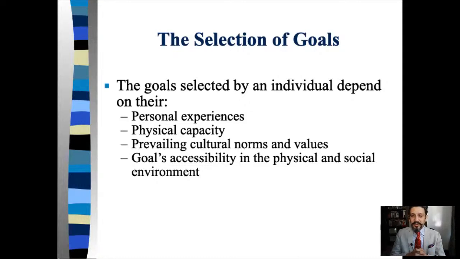And finally, the goal's accessibility in the physical and social environment. How accessible is the goal? Do you have the financial capacity to get the goal? Do you have the physical resources to get the goal? If you like sailing and you live inland somewhere, that's not going to be possible. Or if you don't live near a lake or any body of water, then it's not going to be possible. Physically, it's just not doable. So goals that are accessible to the customer, both physically and in the social environment, are things that customers are going to select as their goals. The ones that are not accessible, either physically or socially, then the customer is not really going to go for those things.